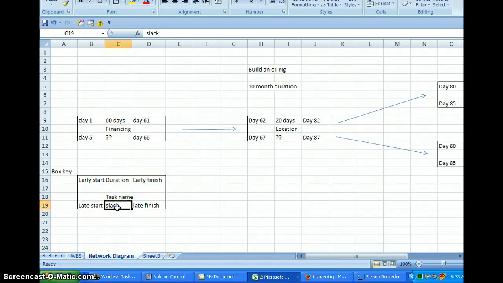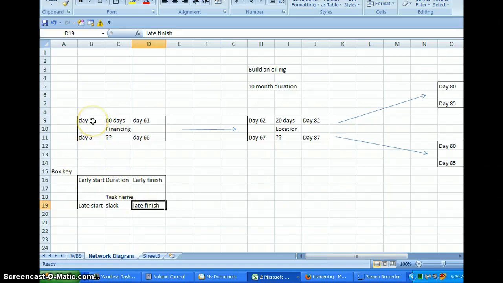This is the slack time that's going to be involved in each work breakdown package, which you need to determine. You need to determine the slack time because you need to figure out what happens if we have an overrun. Will it impact the time? Will it cause a delay? If we have a problem with location, for example, if we can't find a location in 20 days, is there any slack time involved where it's not going to impact the overall deadline of the project? Remember, you're on a deadline, a 10-month duration. So of course, late finish. So that's the box key.